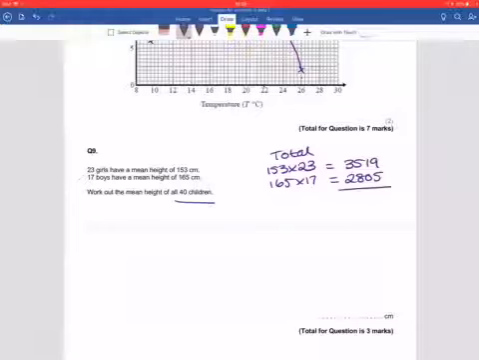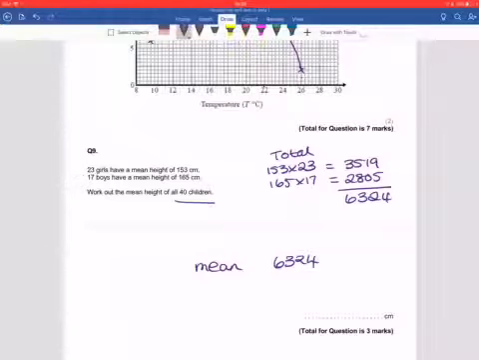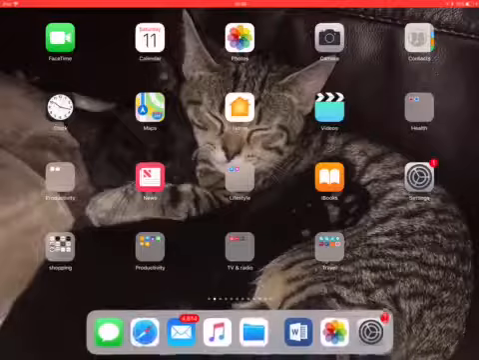I add those together and I get 6,324. So to work out the mean, the total is 6,324. I divide by how many there are, which is 40, and my answer is 158.1. Now they've put the units in, but if they hadn't, there'd have been a mark for the units, centimetres. And I look back just to check.